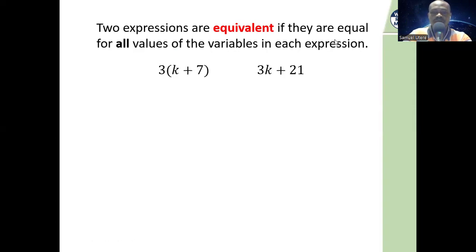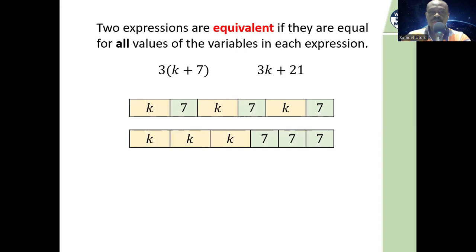So if I have 3 lots of k add 7, and 3k plus 21, if we want to check whether they're actually equivalent, we can substitute numbers in and check whether the left will be equal to the right. This is what it looks like. This is the first one and this is the second one. So if we put in, let's say, for example, 5, are they the same? Are they equivalent? Of course they are.